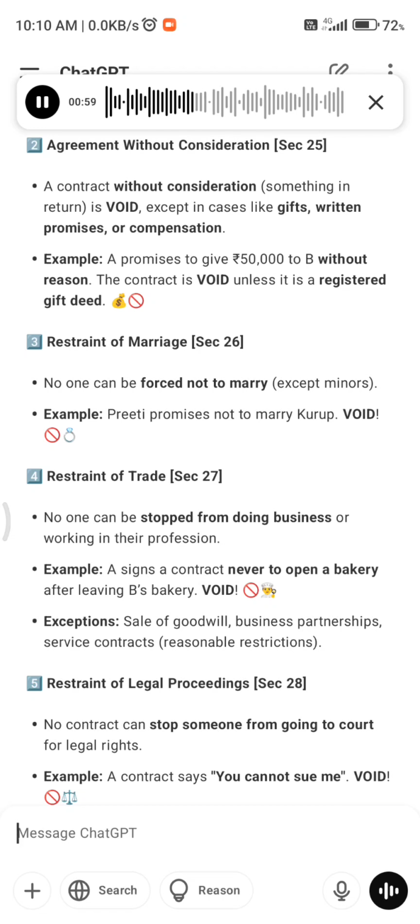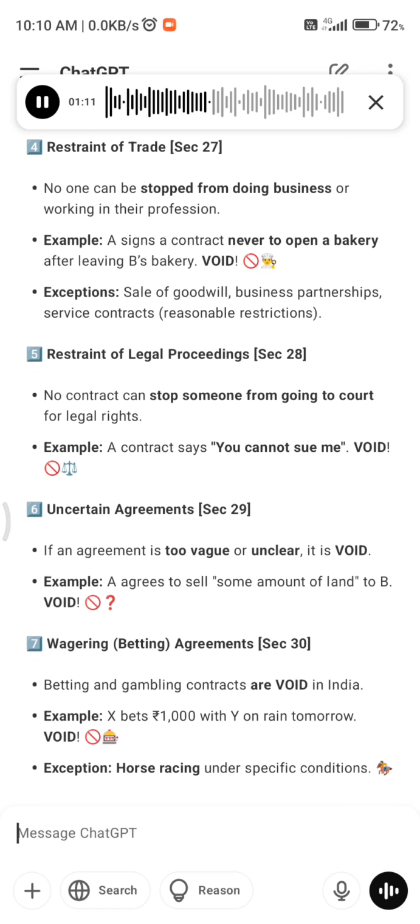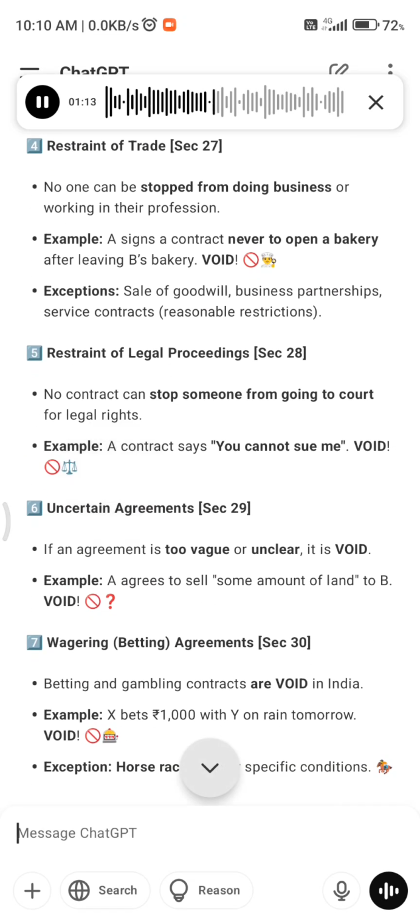3. Restraint of marriage, Sec 26. No one can be forced not to marry, except minors. Example, Preeti promises not to marry Kurup. 4. Restraint of trade. No one can be stopped from doing business or working in their profession. Example, A signs a contract never to open a bakery after leaving B's bakery. Void. Exceptions: sale of goodwill, business partnerships, service contracts, reasonable restrictions.